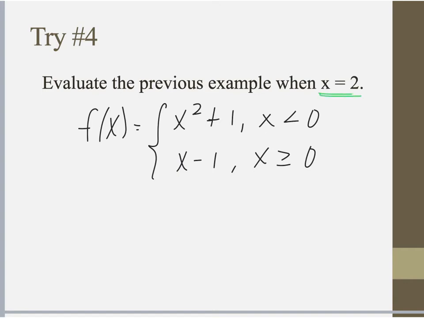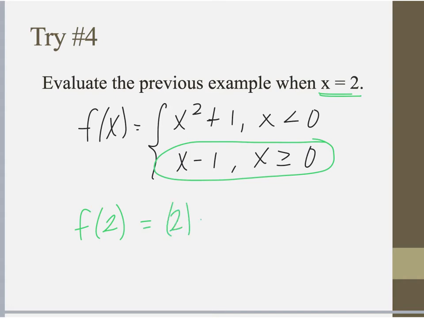When x is equal to 2, is it going to be less than 0 or is it going to be greater than or equal to 0? I hope you figured it out that it is the second one, when it's greater than or equal to 0. So if I want to find f of 2, that would be 2 minus 1. 2 minus 1 is 1. So f of 2 is 1. Remember, we do not substitute into both functions, just the function that matches the constraints of the piecewise function.